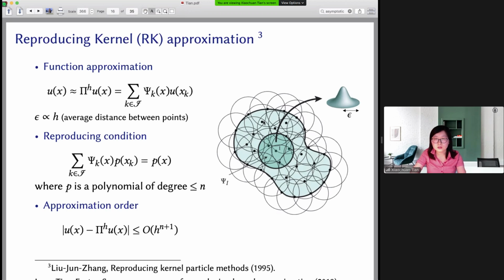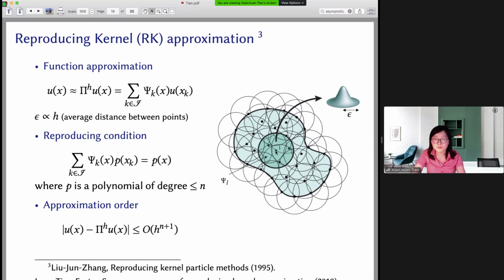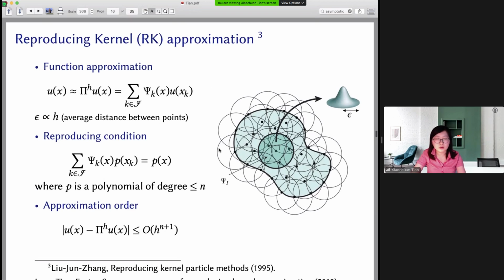And on this graph, these black dots are the x_k's. Using these x_k, there's a way of generating the basis function phi. For example, if I have a point here, then the basis function corresponding to this point is a function that is supported in a ball of radius epsilon, something like this. And this epsilon is proportional to h, which is the average distance between those points.